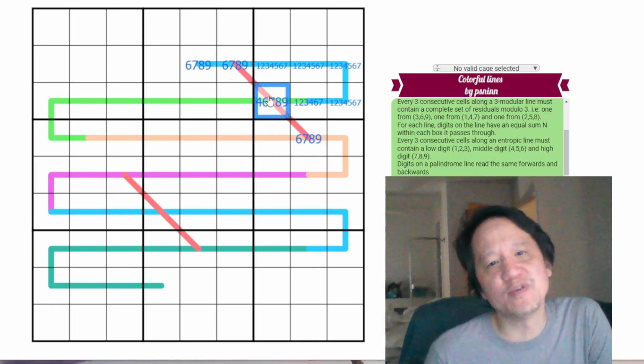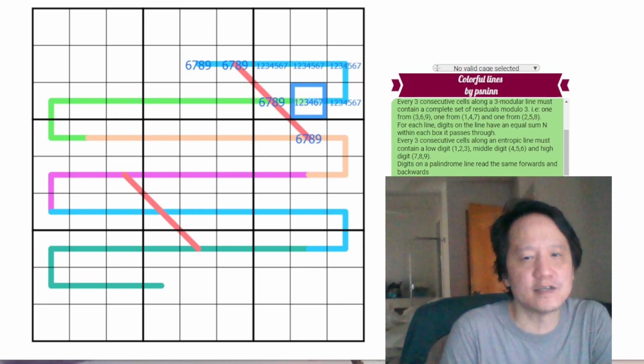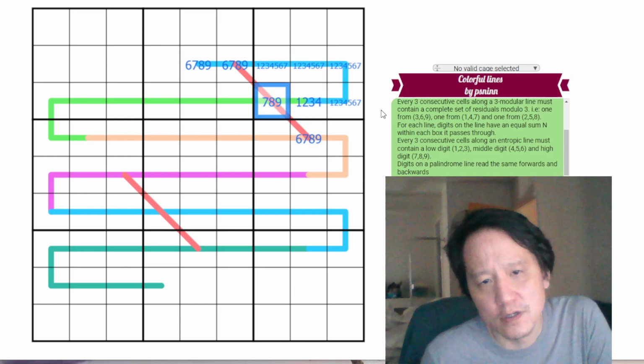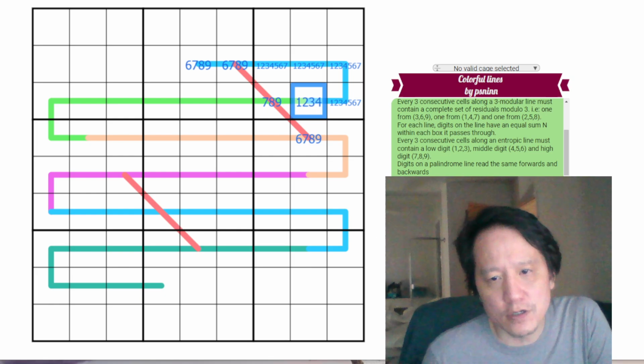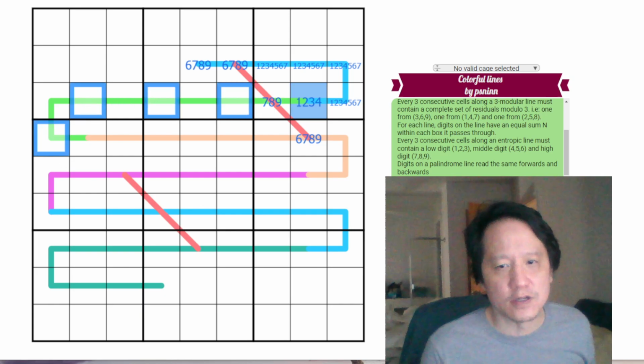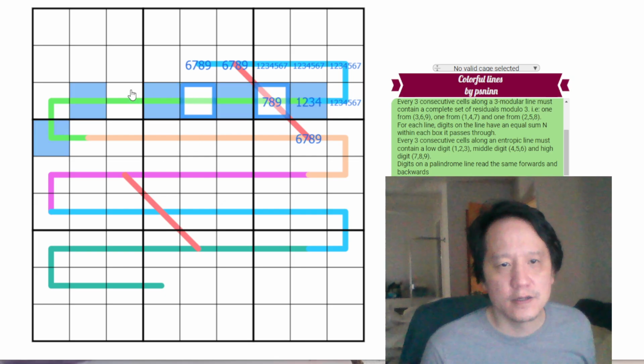This cannot be 4. If this was 4, it would have to be in between 2 digits that are high. So this has to be high. This has to be a low. This can't be 6 either for that same reason. So we know this is low, which means every other one is low. And this has to be high, which means all of these have to be high.